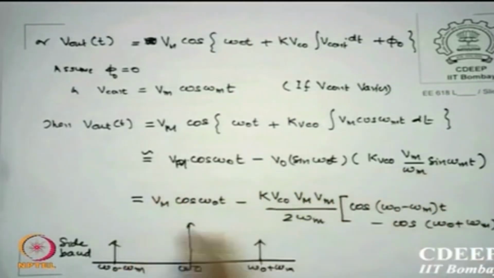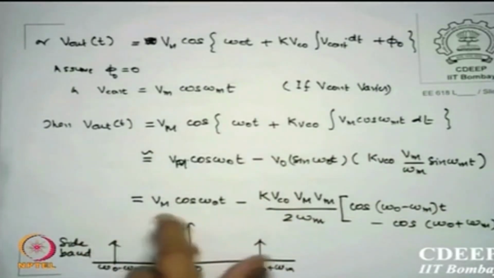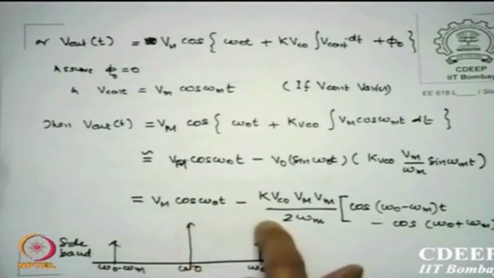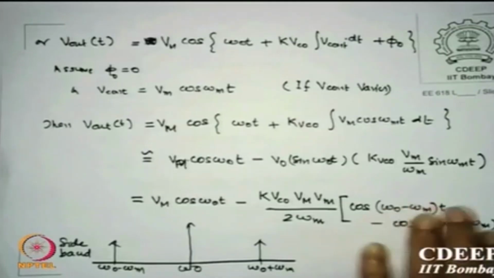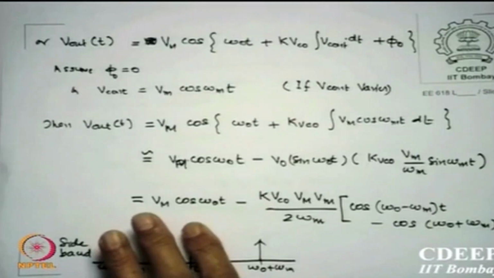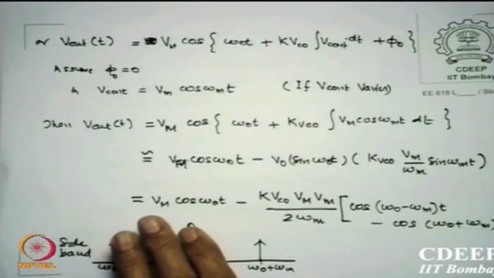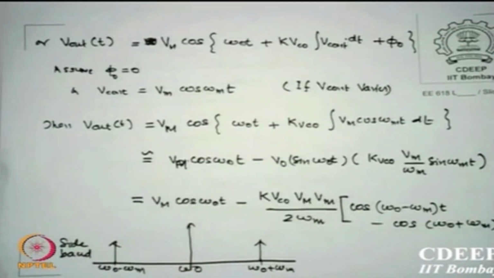Now if you see, I can further do a little adjustment here, and this can then be written as Vm cos omega t minus k Vco Vm upon 2 omega m into this cos omega, this is the omega 0 plus omega m term and the omega 0 minus omega m term, okay. If omega m is not present, this whole term will go away and what you were expecting would essentially be received. So control is constant, you have an excellent oscillating frequency at omega 0.